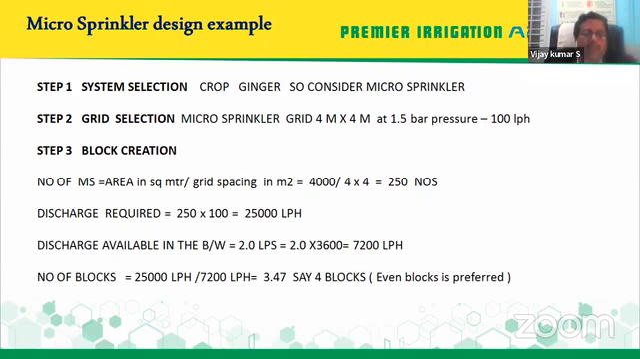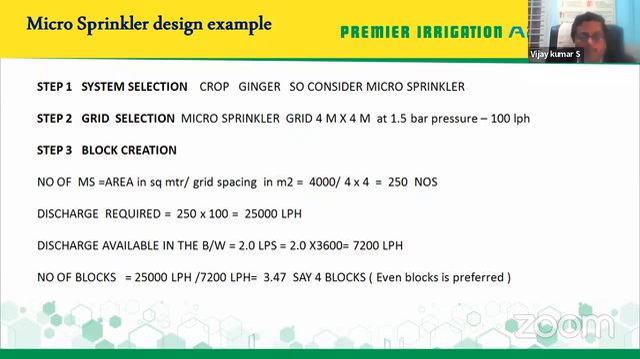Now coming to the third step, we need to know, can I irrigate this entire area in one shot or in one block, or do I have to make blocks? How do we do that? Like the drip irrigation, we will have to calculate how many micro sprinklers are going to be required for this area. We know that the area of this plot is 1 acre, that is 4,000 square meters, and the grid spacing is 4 meters by 4 meters. Therefore, the area divided by the grid spacing gives me the number of micro sprinklers, which works out to be 250. Every micro sprinkler is going to give me a discharge of 100 liters per hour. So what will be the total discharge? 250 multiplied by 100, that is around 25,000 liters per hour.